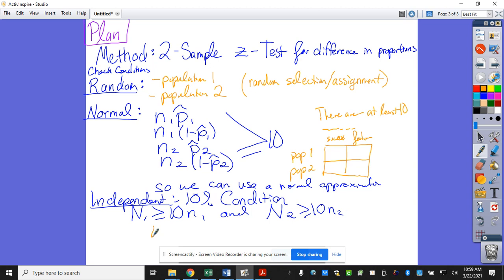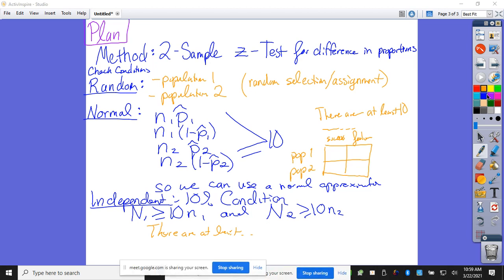And write out in context of there are at least. But this is kind of weird because you're going to have at least number of this population and number of this population. So I might write it as, it's not necessarily the way you're going to write it, but just so that you have enough to understand what it is I'm talking about.